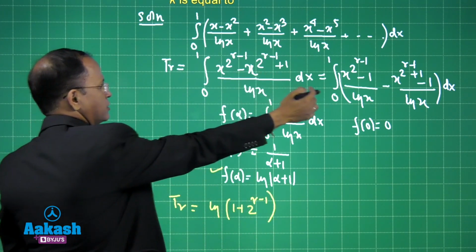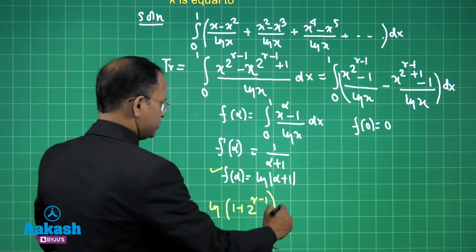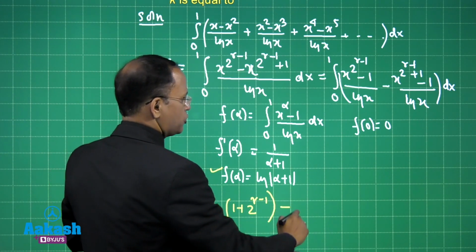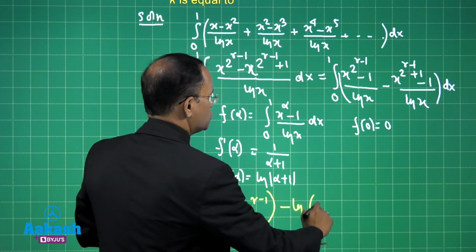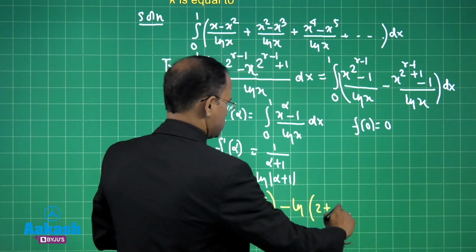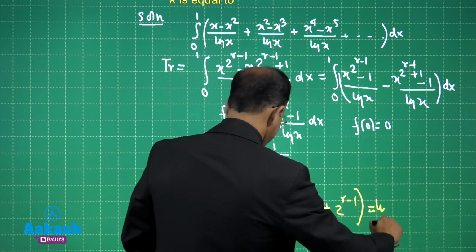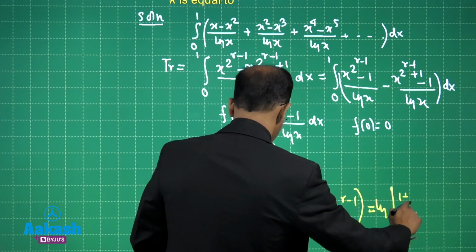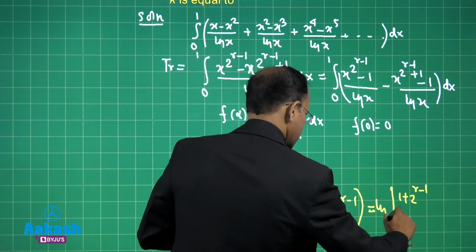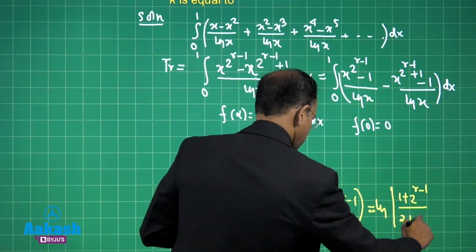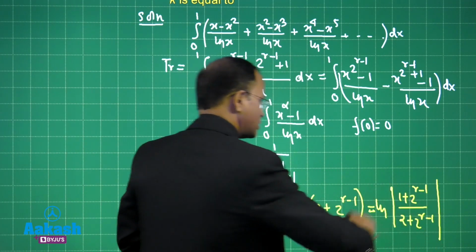This integral I have taken, this integral. Then we have, next one is minus of ln, then we have 2 plus 2 raised to the power r minus 1. You got it. So this is going to be ln of 1 plus 2 raised to the power r minus 1 divided by 2 plus 2 raised to the power r minus 1, right? This is how it goes.